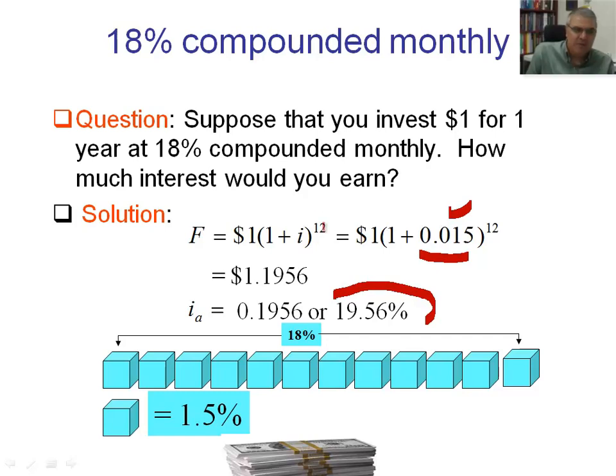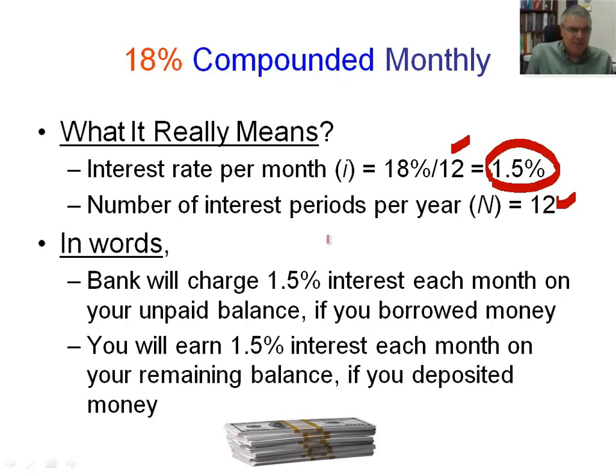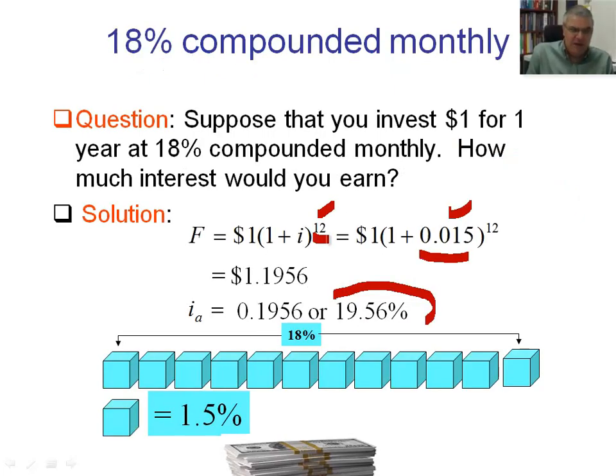Instead of 12, what happened if this number is 365? In that case, that means that the number of interest periods would be 365. In that case, we divide 18 by 365, and we continue with the calculations, and 19.56% would be even higher in that case that I just discussed.